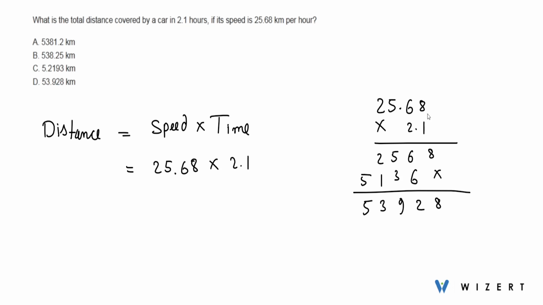Now in the first portion, that is 25.68, the decimal is 2 places from the right hand side, and for 2.1 the decimal is 1 place from the right hand side. So the point in the final answer will be 3 places from the right hand side. So 1, 2, 3. So we will put the decimal over here. So the final answer will be 53.928 kilometers. So this will be our required final answer.